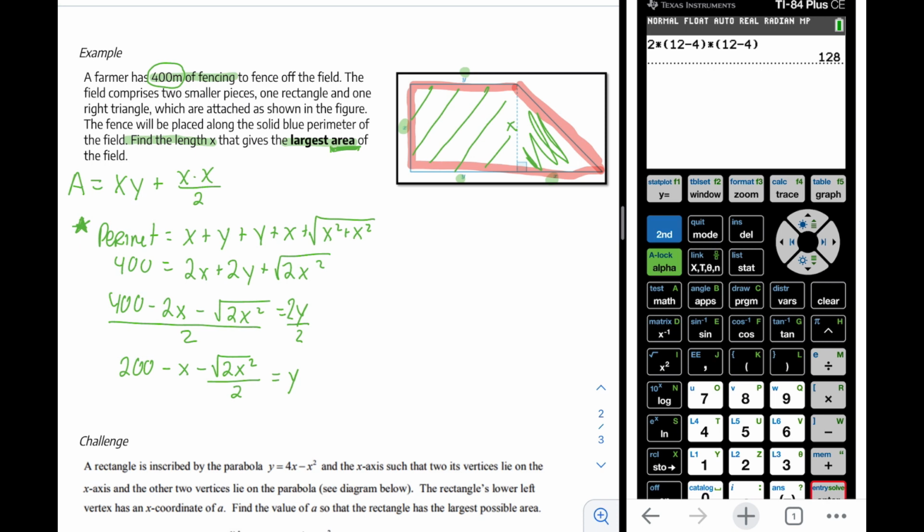So now this whole thing can replace y in my original function. So all of this is going to be placed as y in this equation. So I'm going to have that the area is going to be equal to x times 200 minus x minus the square root of 2x squared divided by 2 plus x squared divided by 2. Okay, so this is going to be the equation for my area.